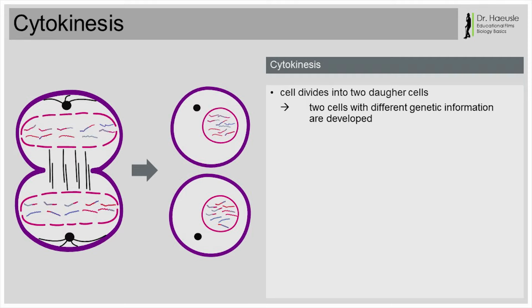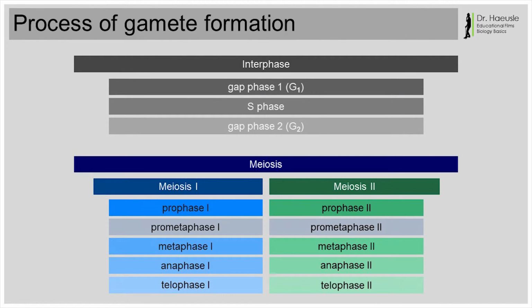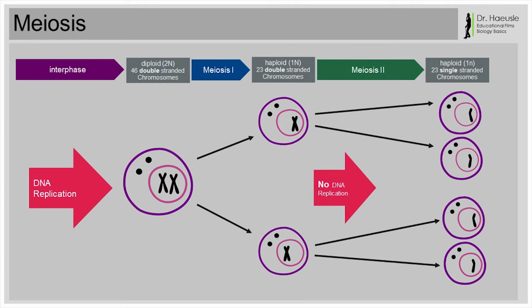And what happens now? We have now finished meiosis 1. Meiosis 2 follows. Meiosis 2 starts with prophase 2. Wait, doesn't the DNA have to be replicated beforehand? No, only the centrosome has to be duplicated so that the next division can take place.